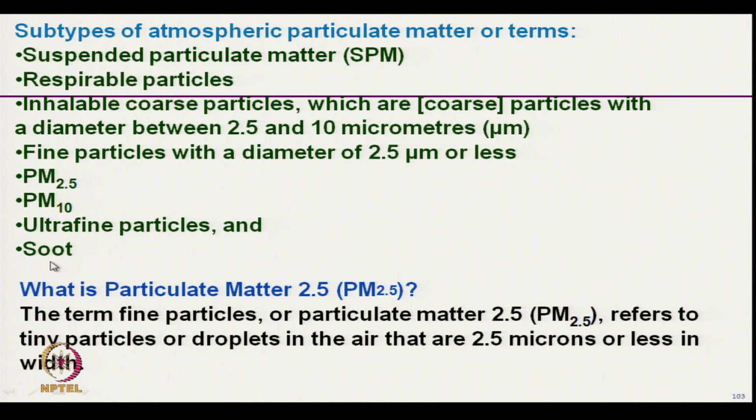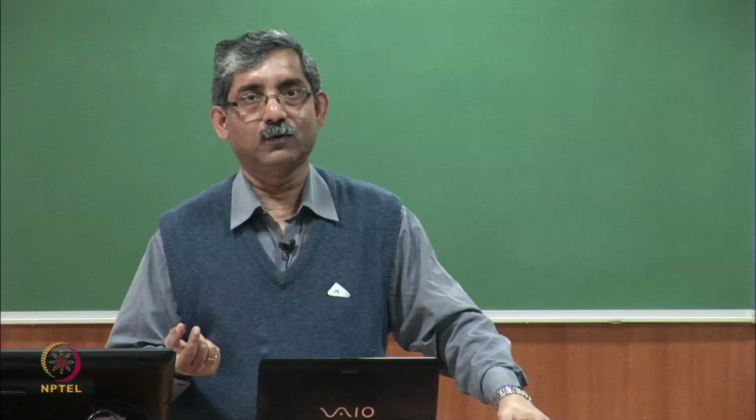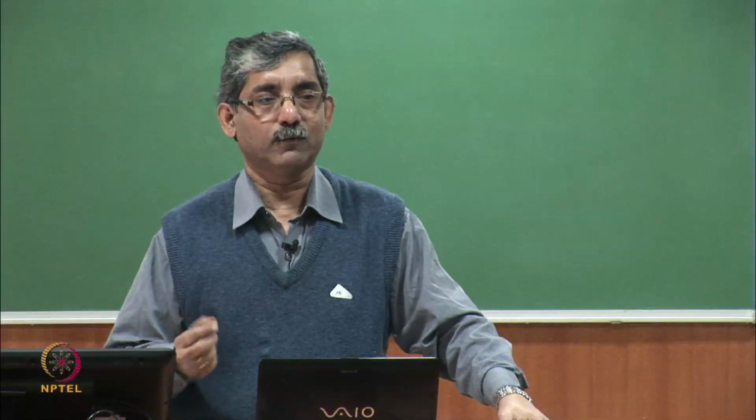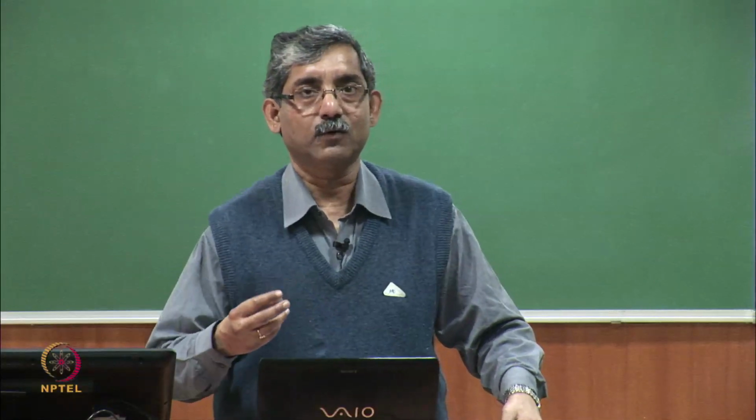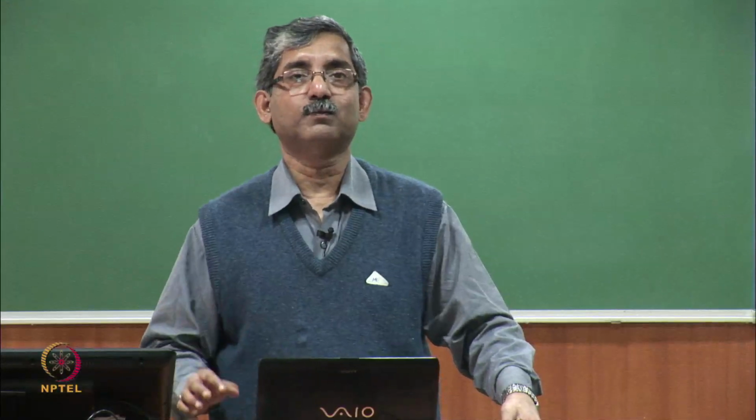So, what is particulate matter 2.5? In short, it is called PM 2.5. The term fine particles, or particulate matter 2.5, refers to tiny particles or droplets in the air that are 2.5 micron or less in width. That means if we want to express fine particles, we normally use PM 2.5, and if we want to express coarser particles, we normally use PM 10.